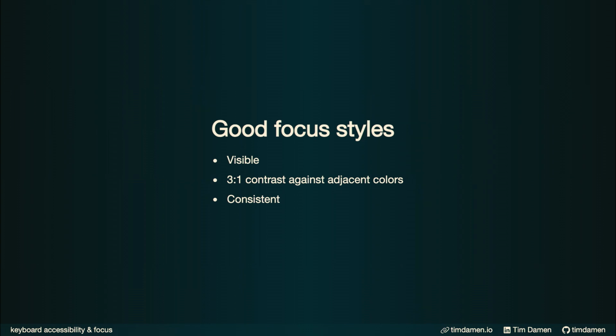So what is a good focus style? Well, to begin with, it should be visible. And if you want it to be visible, you need the right contrast against the adjacent color. So outside and inside, you have two sides with the focus ring. And the minimum contrast you should go for in terms of WCAG is 3 to 1. But I would say aim for higher. That's better.